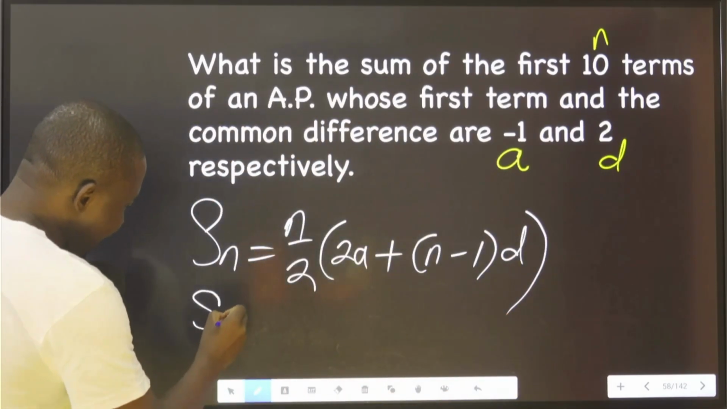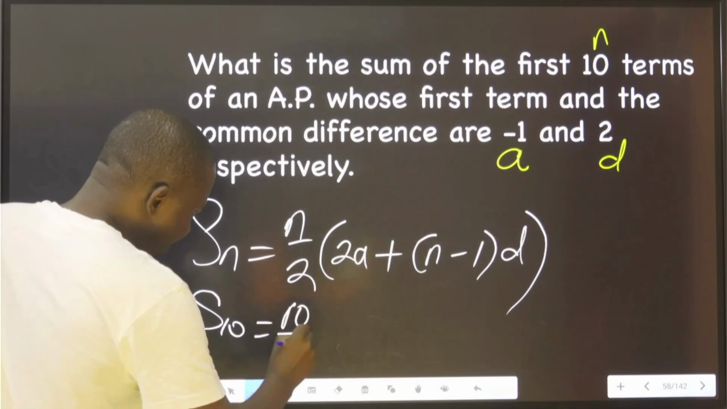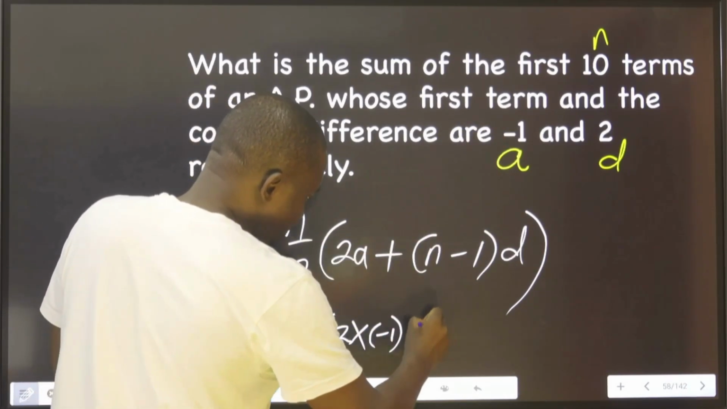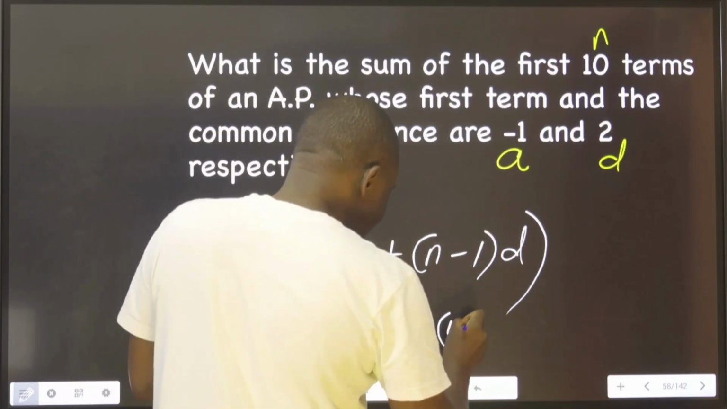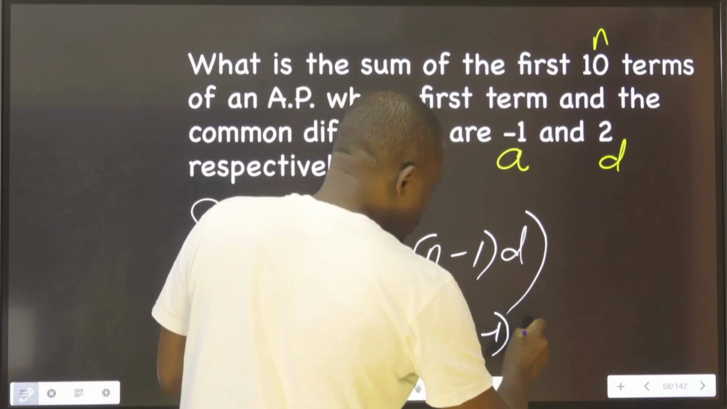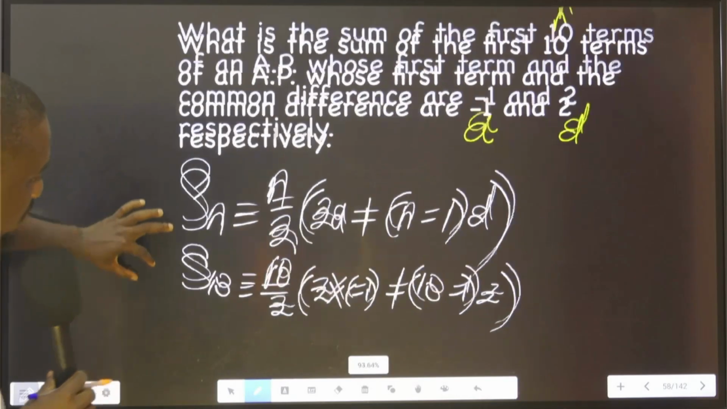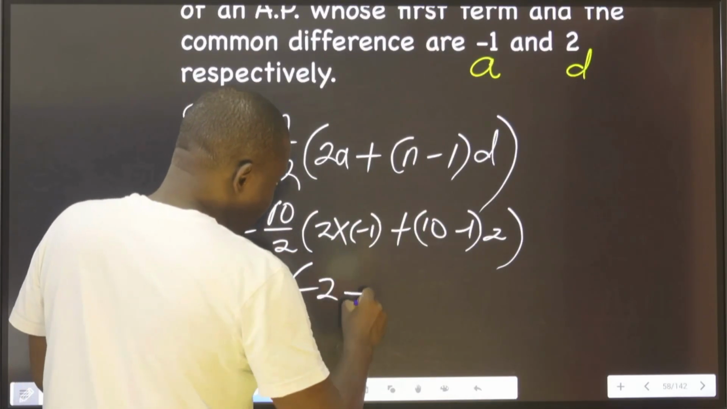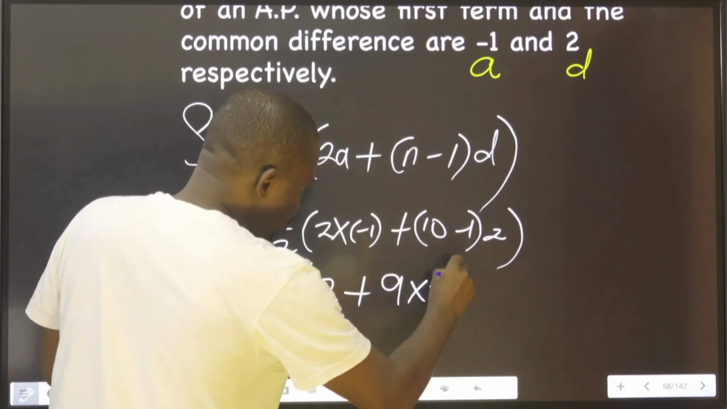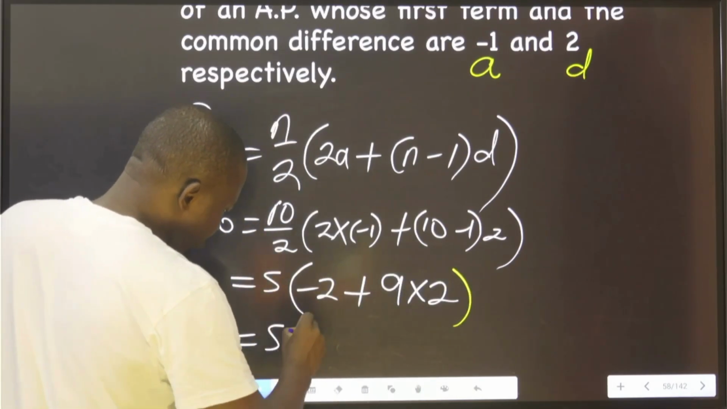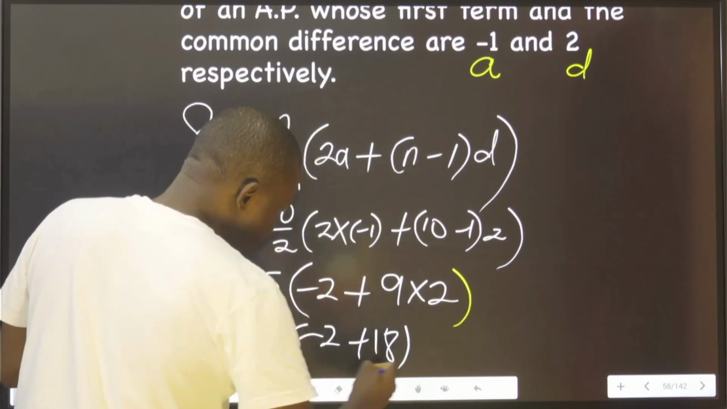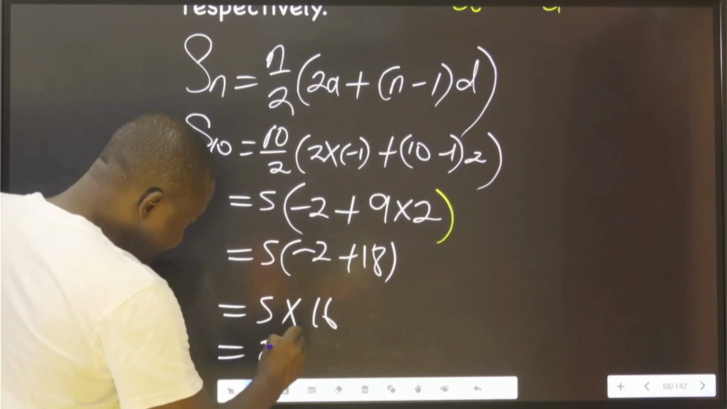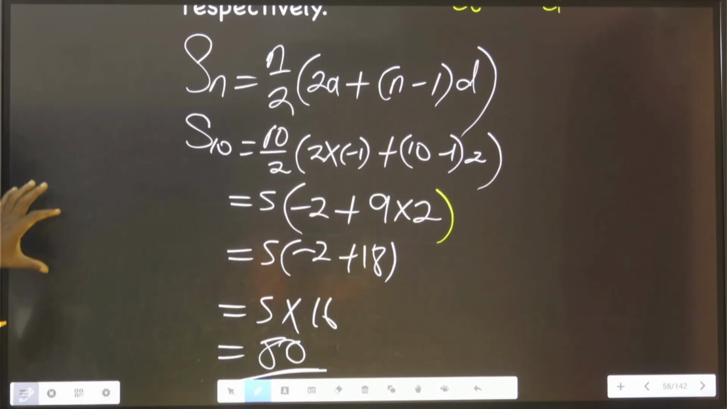So n is 10. That is 10 over 2, 2 multiplied by a, which is minus 1, plus n is still 10 minus 1, d is 2. That is all. So all we need to do now, this is 5, this is minus 2 plus 9 multiplied by 2. You agree with me? This is 5 multiplied by minus 2 plus 18, which is 5 multiplied by 16. This is 80.